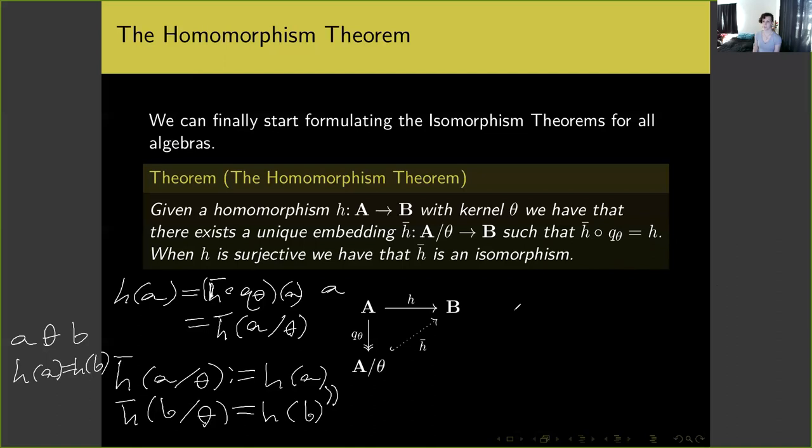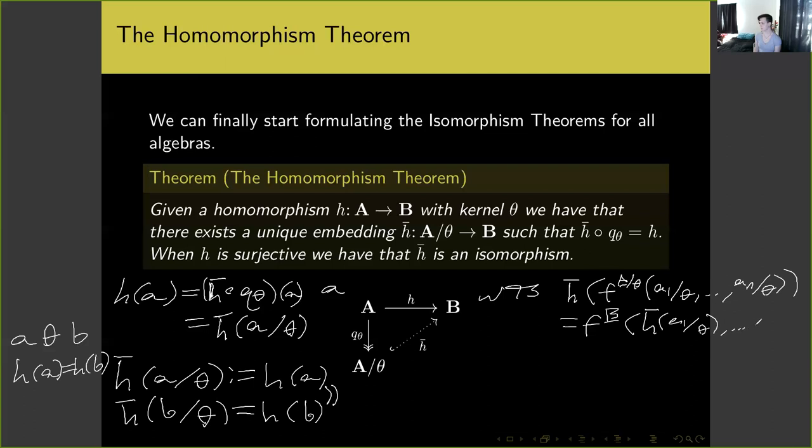Now we need to show that H bar is actually a homomorphism. So in order to do that, we want to show that if we compute H bar of F in A mod theta of a bunch of equivalence classes, A1 mod theta through An mod theta, we can either multiply everybody over in the quotient algebra and then send them over by H bar, or we can send them over individually and multiply them in the codomain here, which is B. So H bar of A1 mod theta, through H bar of An mod theta, and I ran out of space in the corner. Okay, so we want to show that this is true.